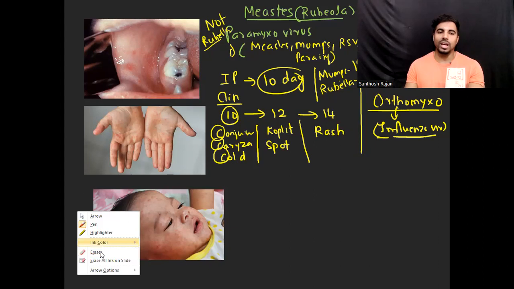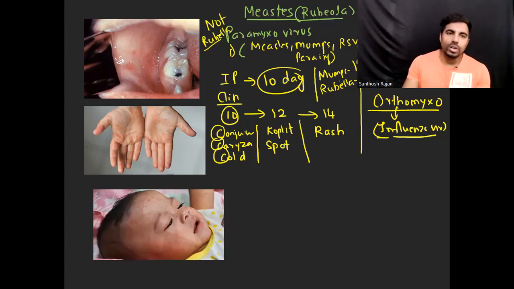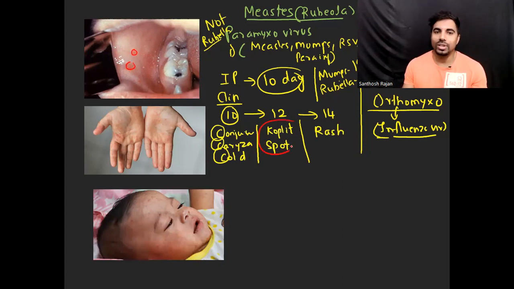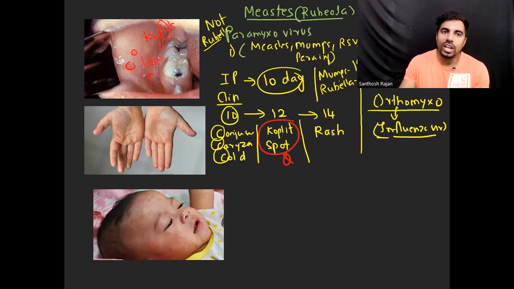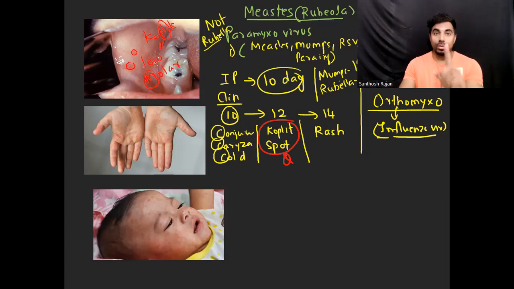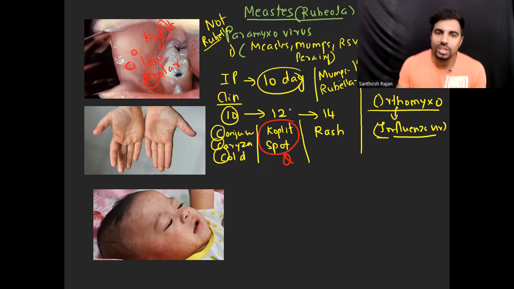Now tell me about the pictures. This is a question: what is the spot I'm seeing here? That's the Koplik spot. Very good. If you see, this is near the lower molar. L for L, L for lower molar, M for measles. Not the upper molar. Koplik spot is in the lower molar.